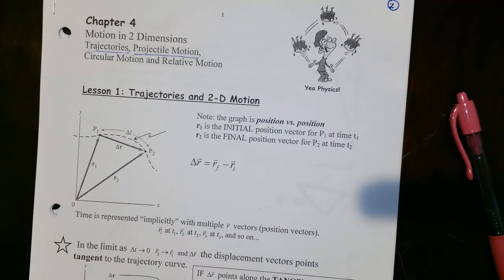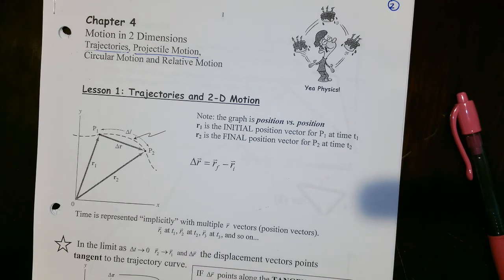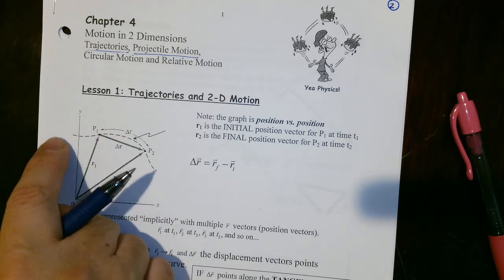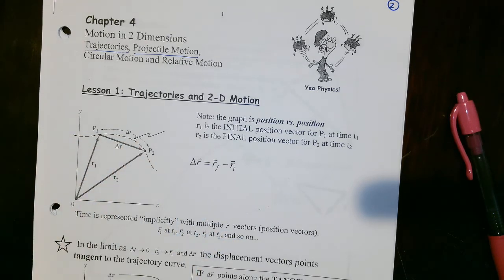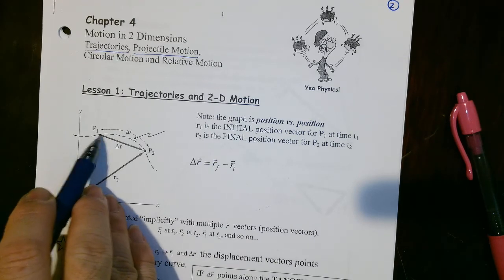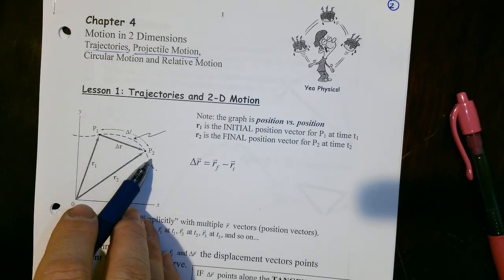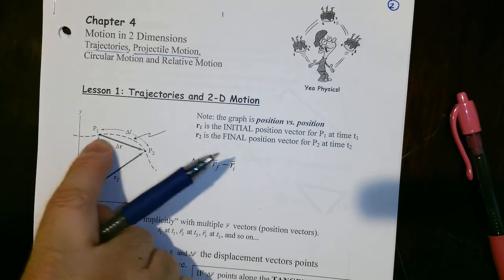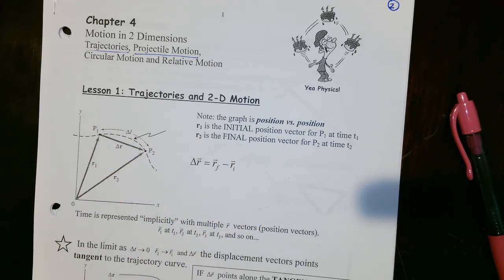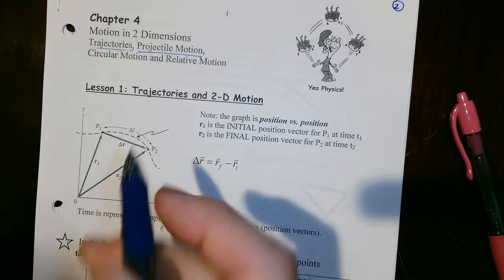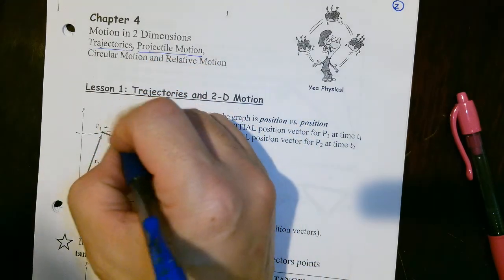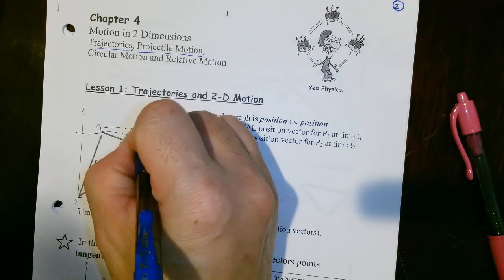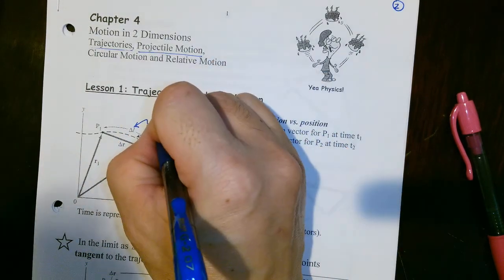Let's talk about trajectories and two-dimensional motion. If we were to look at an object moving in a plane, let's say we see a bug moving like this, okay? This dashed line right here is the actual path that the bug walks. So this delta L right here is the path length, okay?